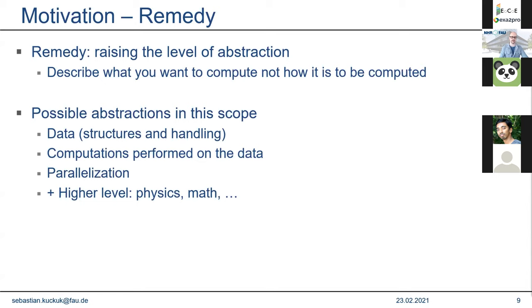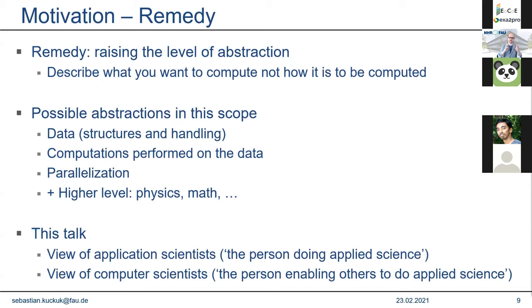Okay, and in this talk, I try to give an impression of the technologies that I'm presenting from the view of what I call an application scientist. So this is the guy who actually wants to do applied science. This could be a physicist or a chemist or an applied mathematician. And usually he or she is not really interested in optimization, parallelization and stuff like that. He or she just wants to have an answer to the problem he or she is asking.